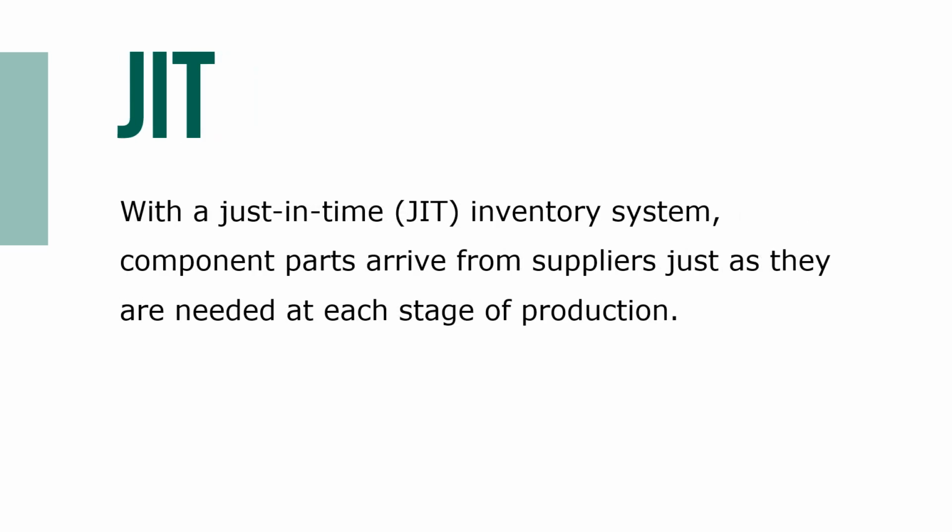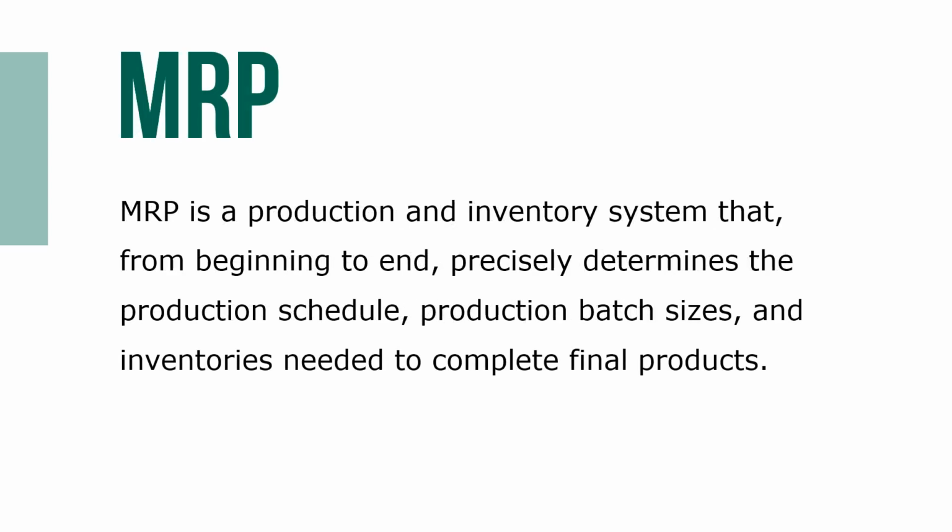With just-in-time inventory systems, component parts arrive from suppliers just as they're needed at each stage of production. By having parts arrive just in time, the manufacturer has little inventory on hand and thus avoids the costs associated with holding inventory. Materials Requirement Planning, or MRP, is a production and inventory system that, from the beginning to the end, precisely determines the production schedule, production batch sizes, and inventories needed to complete final products.